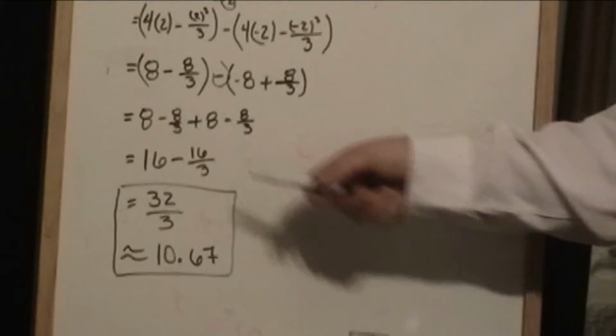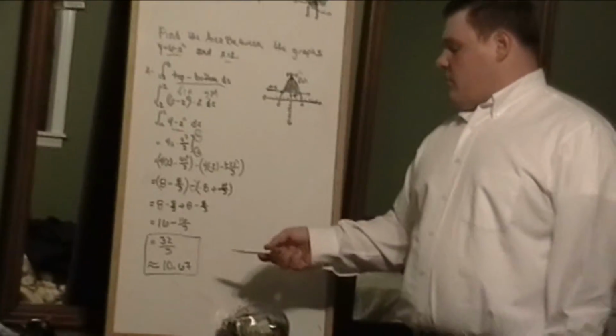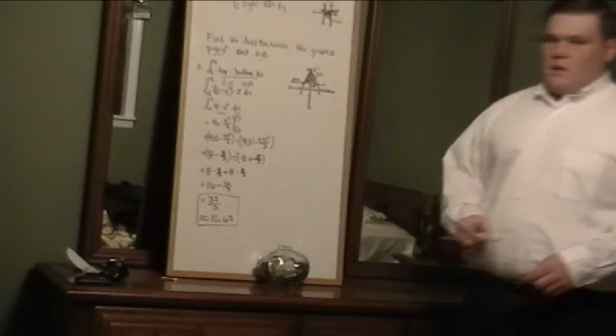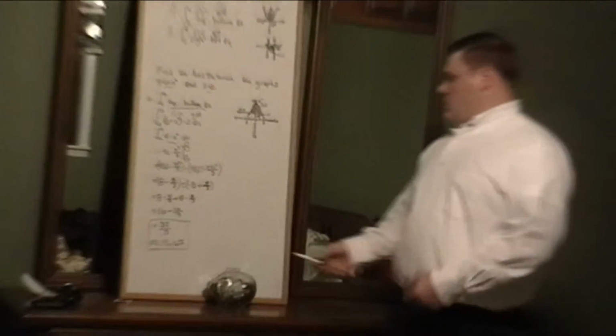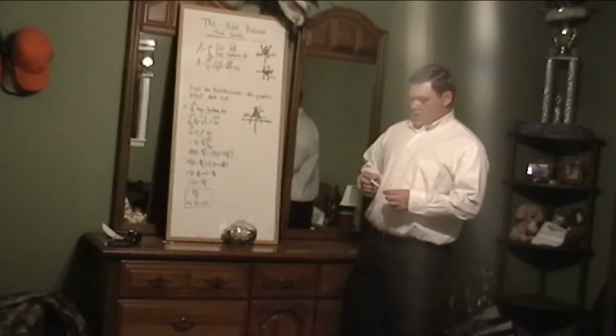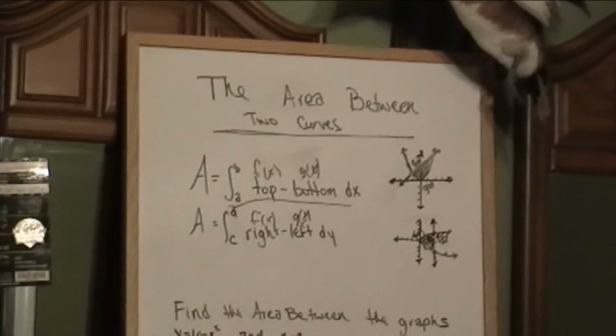16 minus 16 over 3. That's simple. All you do now from there on is just simplify. You get 13 over 3, and that can be your final answer. Or if you would like to go on down to a decimal, you approximate, and that would be 10.67. And that, in a quick way, is how you find the area between two separate curves, or separate functions.